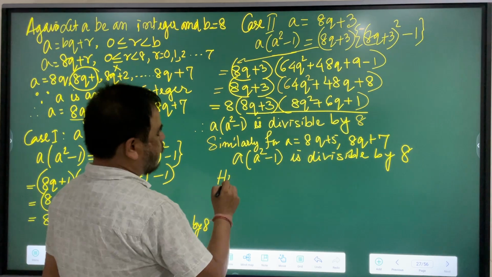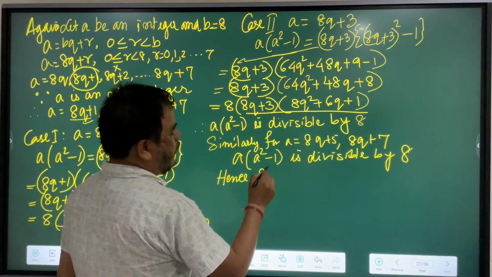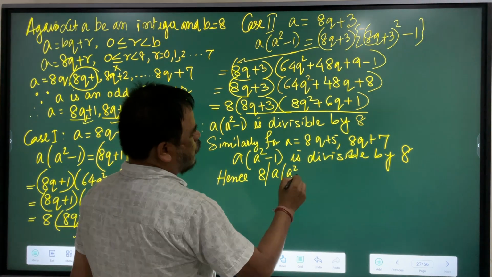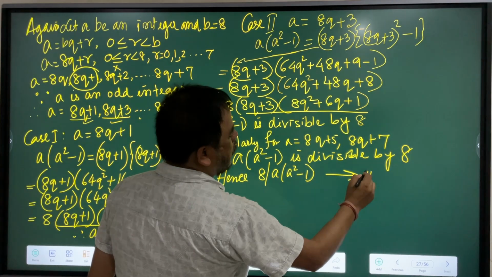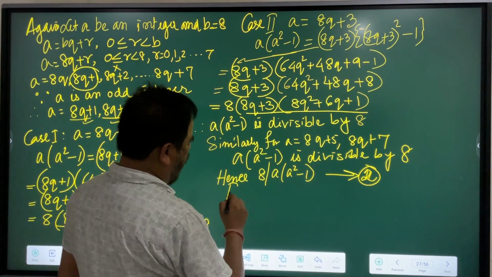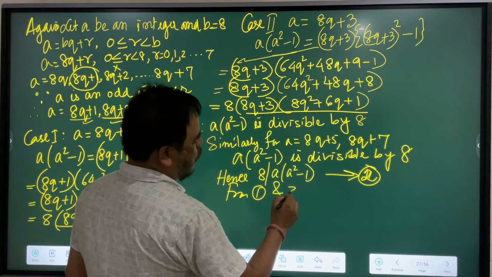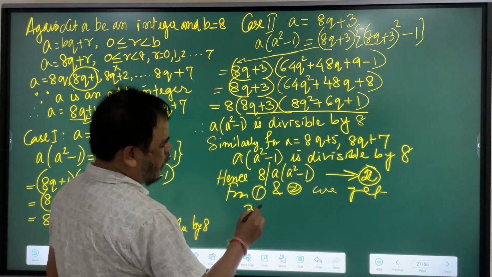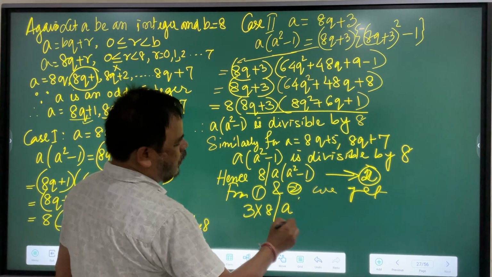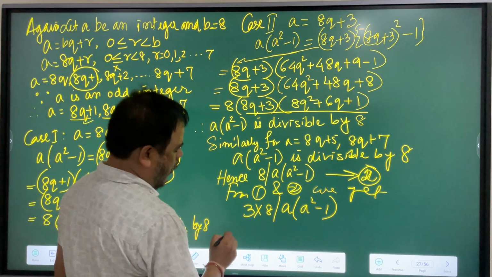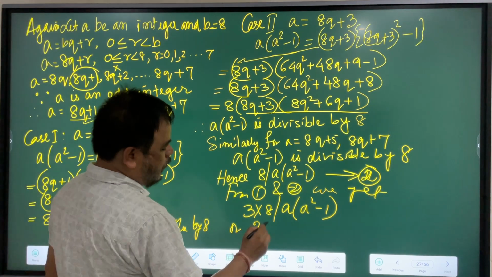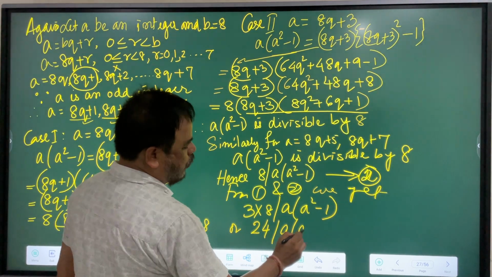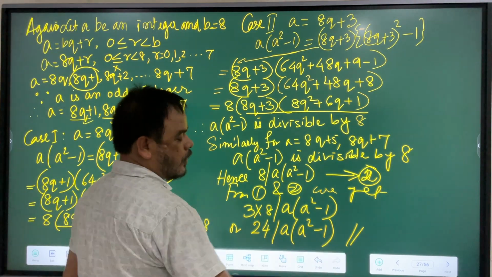So hence 8 divides A into A square minus 1. This is number 2. So from 1 and 2 we get 3 into 8 divides A into A square minus 1, or 24 divides A into A square minus 1. Hence proved.